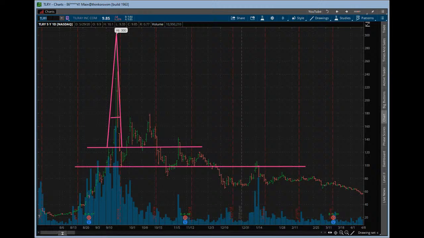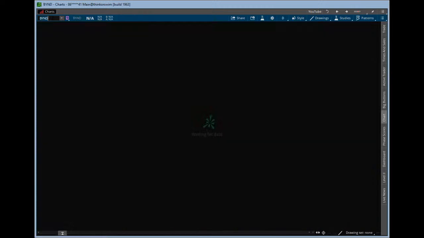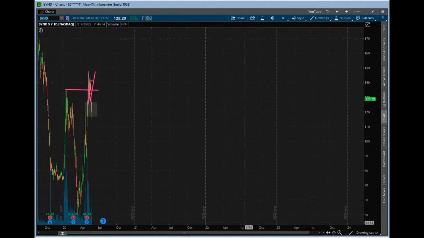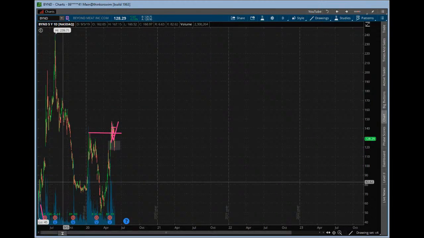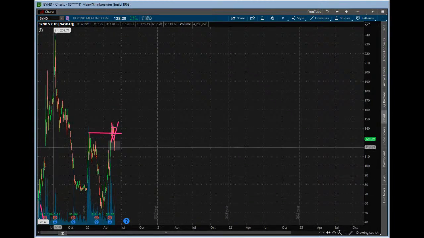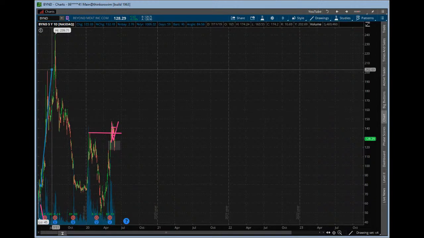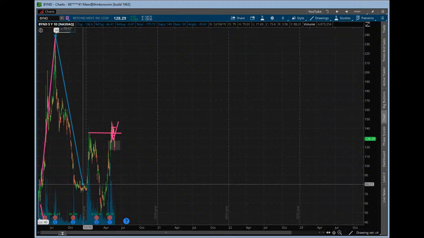What else have we seen this on recently? Beyond, right? Any of these crazy stock names that get these crazy rallies, right? So let's go to Beyond. So Beyond gave an A pattern as well. And you can see here, right, it was a big move to the upside here. You can look at it a couple different ways. Right, so we had this to this level right here.